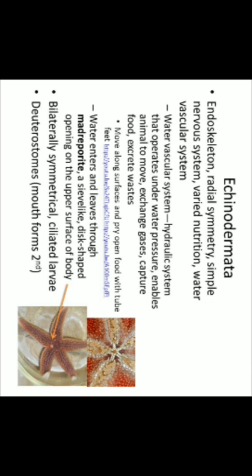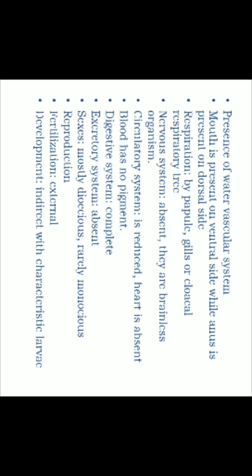Water enters and leaves through madreporite. So a particular arrow is shown to check out where exactly madreporite as an opening is present, which is actually a disc-shaped opening on the upper surface of the body. Bilaterally symmetrical, as we have studied earlier in the larval stage. And deuterostomes, mouth forms second, meaning 2 openings are there, mouth and anus. So some more details about the characteristics. Mouth is present on the ventral side while anus is present on the dorsal side. This you need to remember.